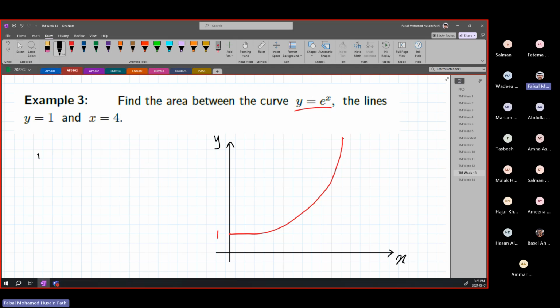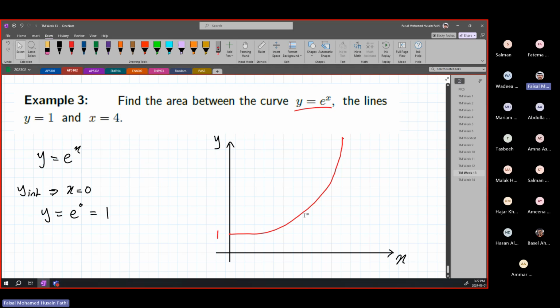So just so you have the y-intercept is when x equals 0. So y is equal to e to the power of 0, which is simply 1. This is why it starts at 1. I'm not going to go too much into detail with this. What I need to look at is the other lines. Those are what you really need to know.